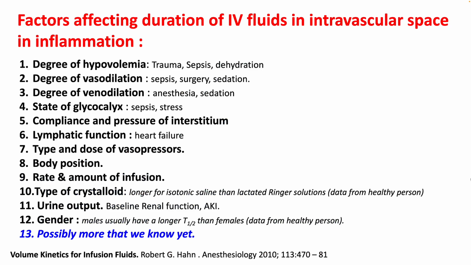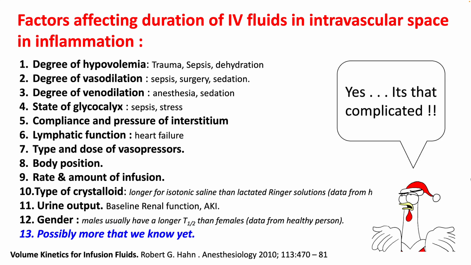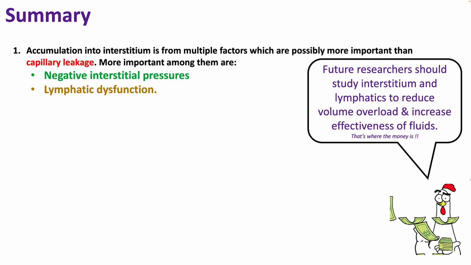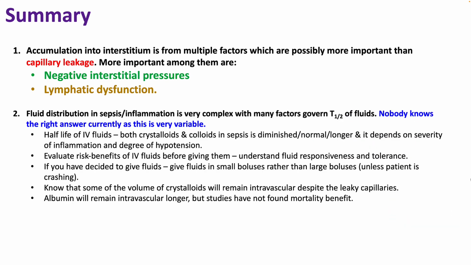There are many other factors that affect the half-life of IV fluid in inflammation, and this table is just a small list. So you can see that it is really complicated, and knowing exactly how long your IV fluid is going to last is going to be very conjectural. To summarize, in inflammation, accumulation of fluid into the interstitium is from multiple factors, which are possibly more important than capillary leakage. More important among them are negative interstitial pressure and lymphatic dysfunction. And future research should study these two topics.